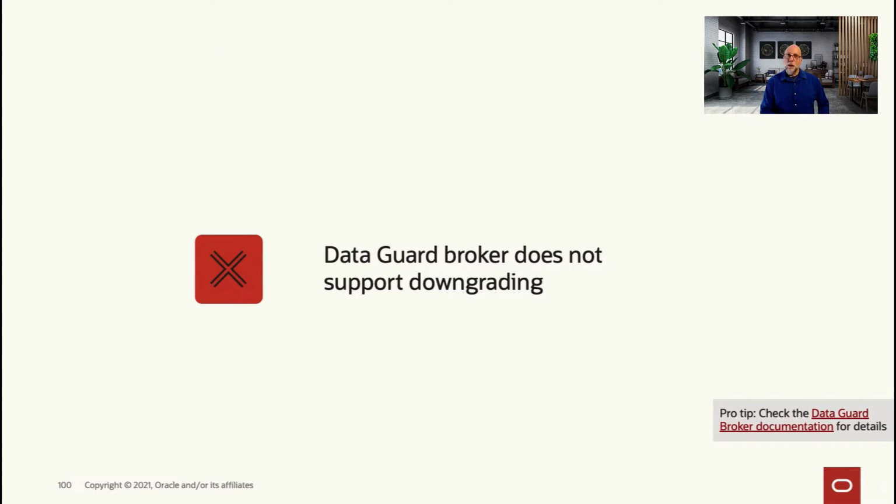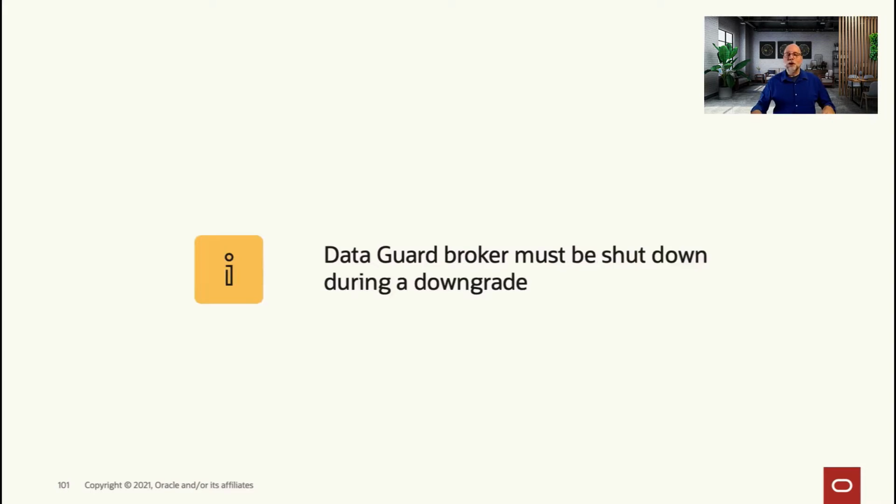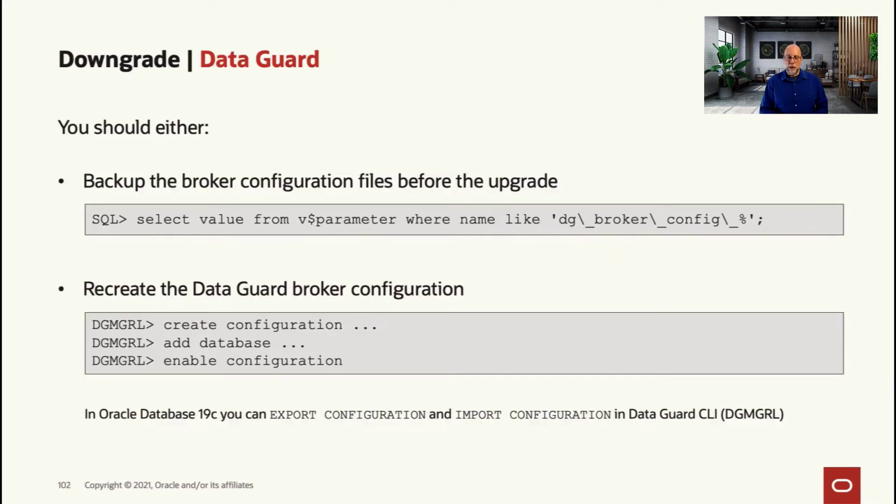Now, it's important to note, if you're using DataGuard Broker, that the broker does not itself support the downgrade operation. So this means that you have to shut down the DataGuard Broker when you're going to perform this downgrade. And in fact, in general, it's a good idea to back up your DataGuard Broker configuration before the upgrade. Then you could just restore it after the downgrade if needed, or otherwise you're going to recreate the DataGuard Broker configuration after you've completed downgrading.